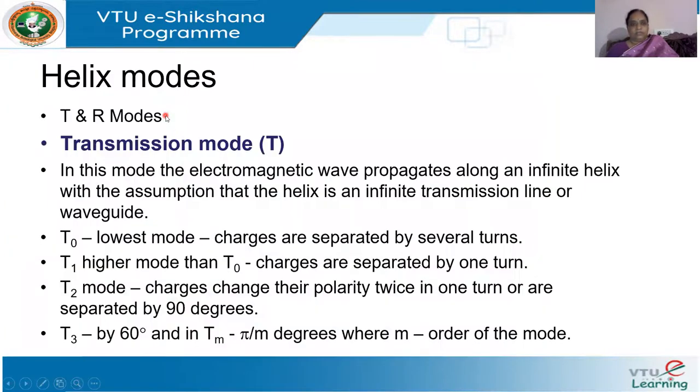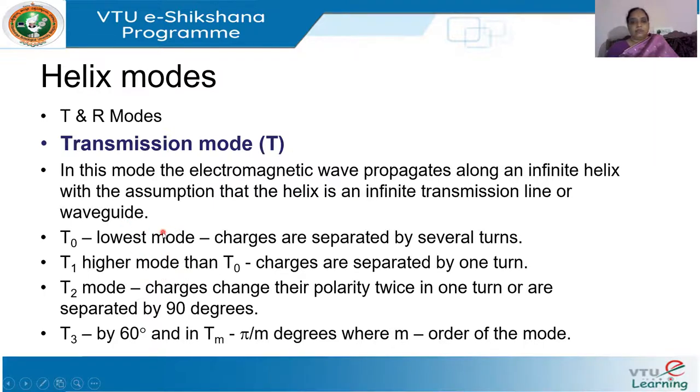So let us look at the thing. In transmission mode, the electromagnetic wave propagates along the helix axis, assuming that the helix is an infinite transmission line or a waveguide. Here, T0 is the lowest mode and the charges are separated by several turns. In T1, which is a higher mode, this is your transverse mode.